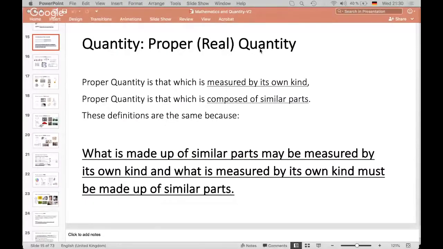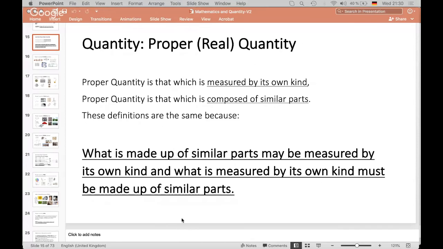I fully agree. And people need to understand that, again, I'm going to repeat myself too, the definition of mathematics being basically a doctrine about how to measure the quantities of things, right? I just maybe want to share my screen one more time because I feel this is very important, to understand what a real quantity is. Quantity is something that you can actually measure, but it has to be measured by its own kind, and it has to be made of similar parts. This is a definition that I like, that is very simple: what is made up of similar parts may be measured by its own kind, and what is measured by its own kind must be made up of similar parts.